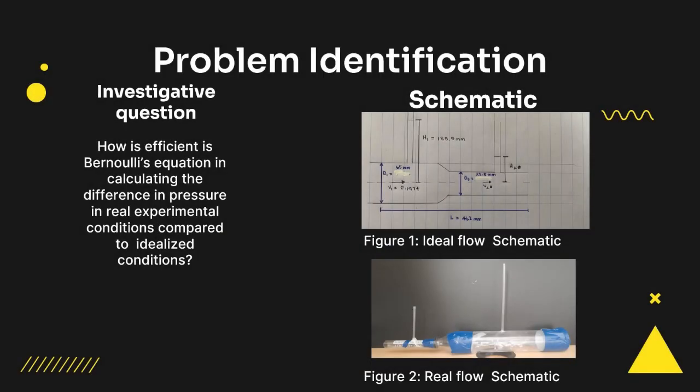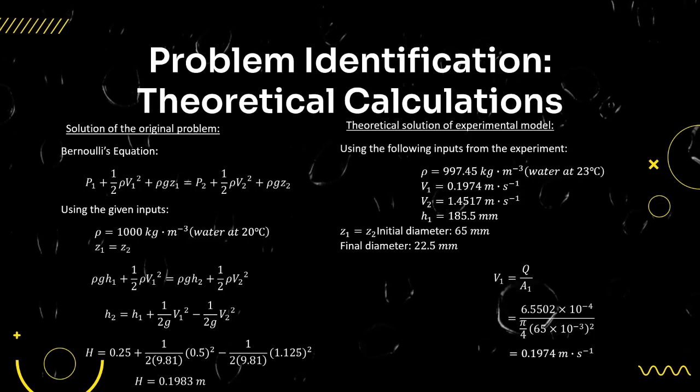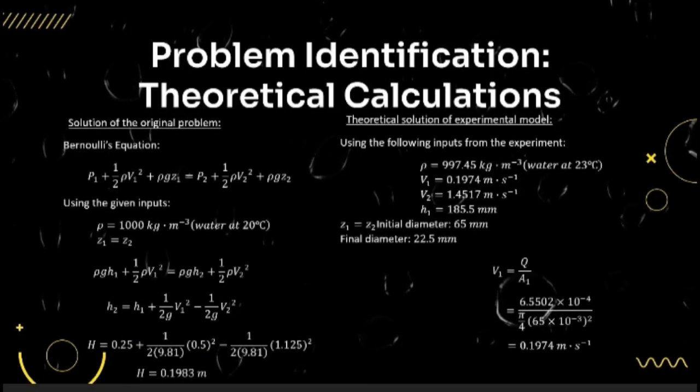The problem investigates Bernoulli's equation, which suggests that the pressure difference from point 1 to 2 is a result of the different velocities in each section. However, Bernoulli's equation does not account for any losses in the system. In this project, our aim is to determine how accurate and effective Bernoulli's equation is in real-life situations.